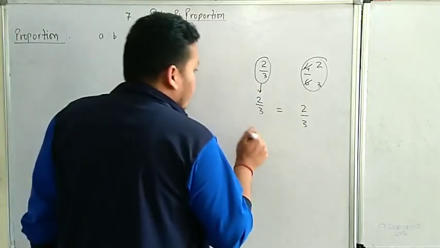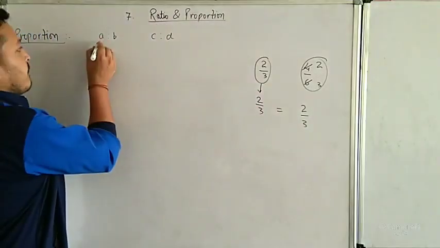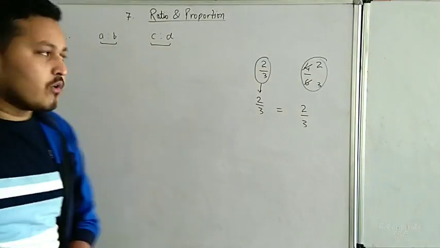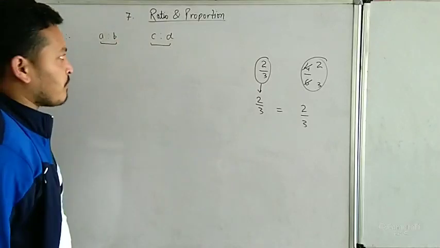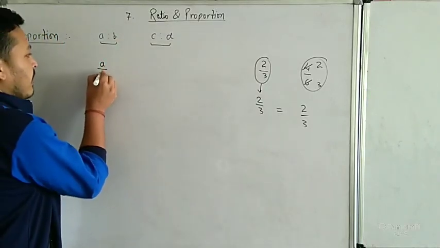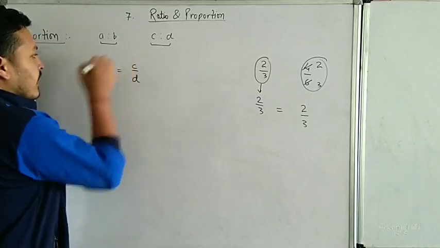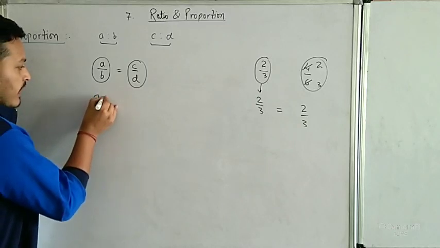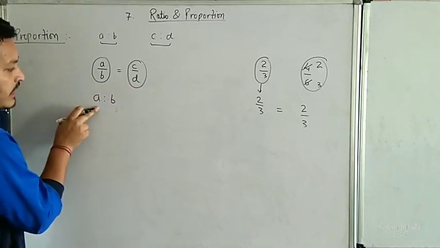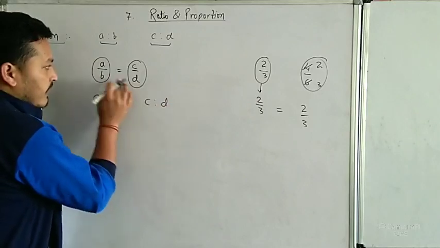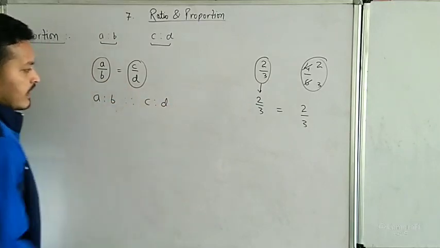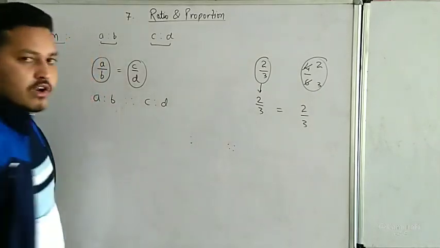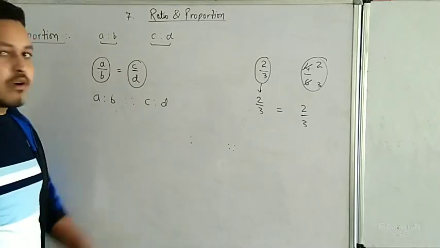In the case of proportion, if A ratio B and C ratio D are two ratios and they are in the form of the proportion, then we can say that A upon B is equal to C upon D. It means the value of A upon B and the value of C upon D are equal. So we can put the sign of the proportion. The sign of the ratio is double dot and the sign of the proportion is four dots. It means the value of both ratios are equal to each other.